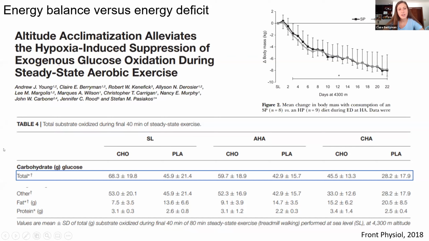For example, when we ran steady state exercise tests at sea level and high altitude, this is the gram amount of carbohydrate oxidized during exercise in the various conditions, and whether they were in the carbohydrate or placebo supplemented groups. In our study, carbohydrate oxidation decreased at acute high altitude and then decreased even further at chronic high altitude. We saw the opposite effect on fat oxidation, with increased fat oxidation at acute high altitude and even greater increases at chronic high altitude. That could be because our subjects were in such an energy deficit that they became fat adapted. So, just another important consideration.